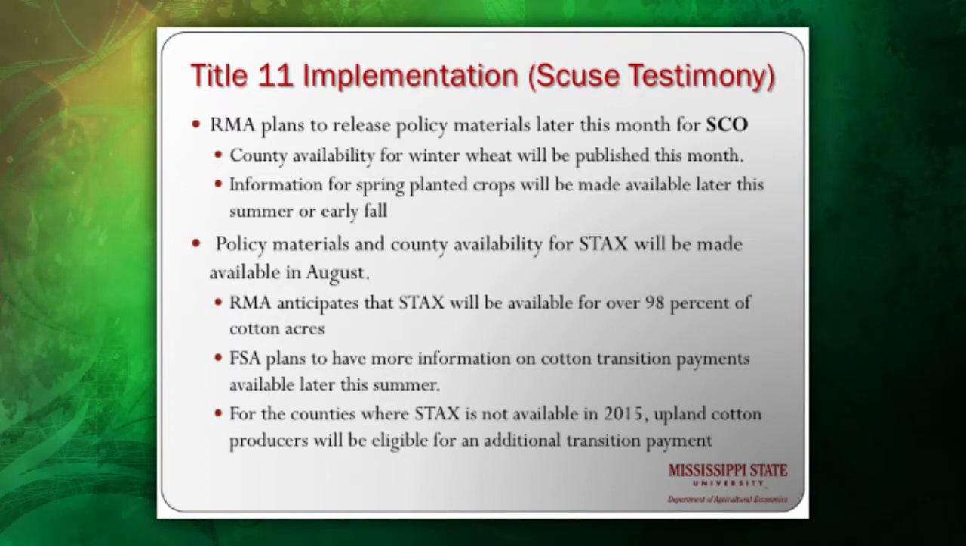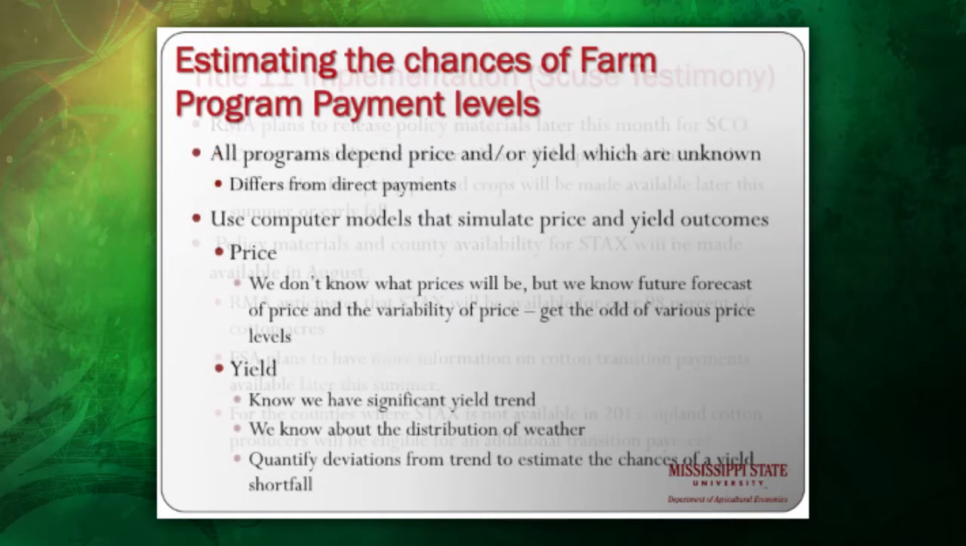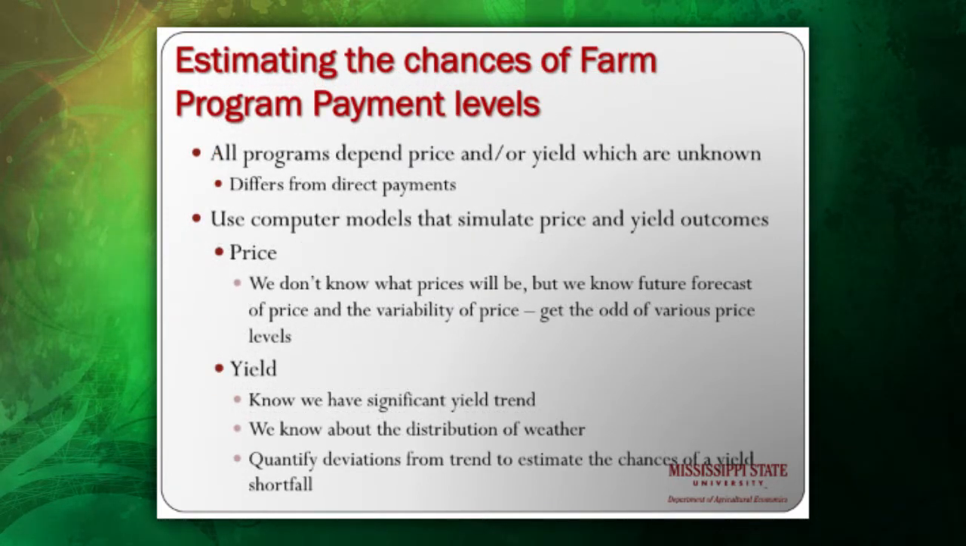We expect to see the policy materials for the STAX program for cotton made available in August. And RMA currently is stating that they expect STAX to be available on 98% of cotton acres. We also expect to have more information about the cotton transition payments later this summer. And for counties where STAX is not available in 2015, upland cotton producers will be eligible for an additional transition payment.